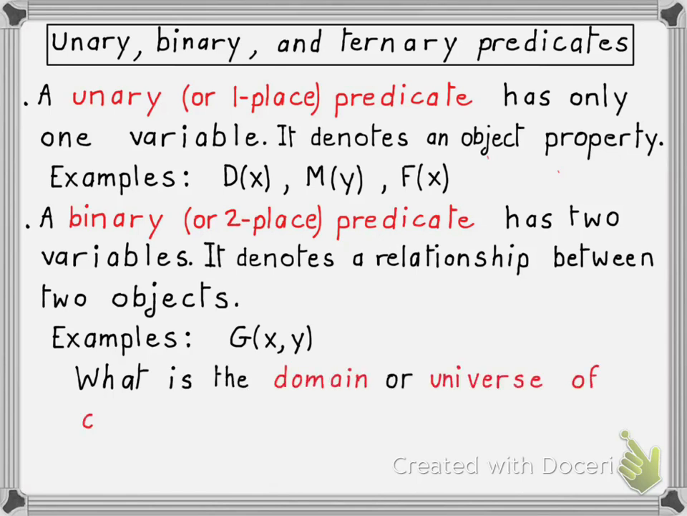We say that the set of values that are acceptable for x and y in g of x, y is called the domain or the universe of discourse. So in this example, the domain or universe of discourse for the variables x and y in g are, say, integers.